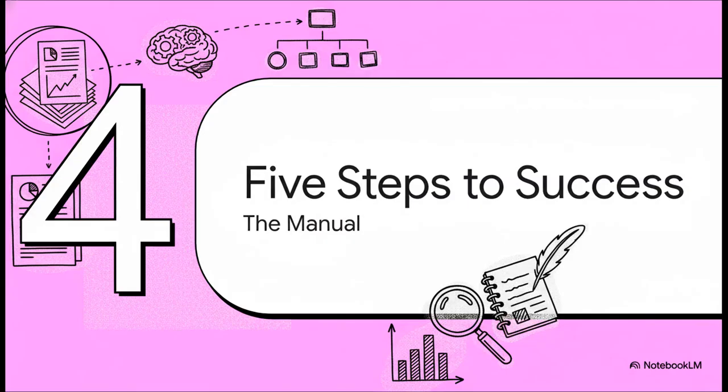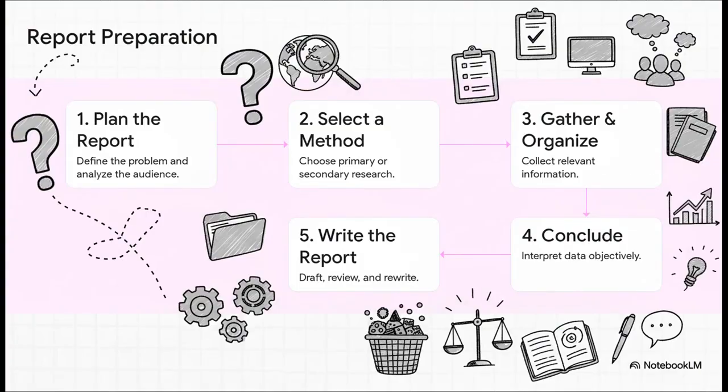So, we have the why, the what, and the anatomy. Now for the most important part, the manual. How do you actually do this? It's not just about sitting down and writing. It's about following a proven, systematic process. This is your 5-step roadmap to success.